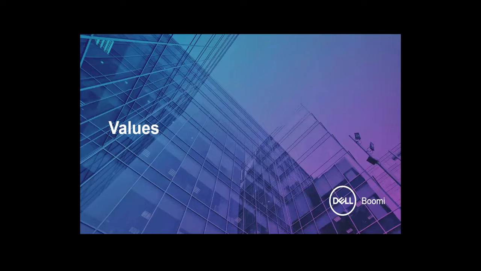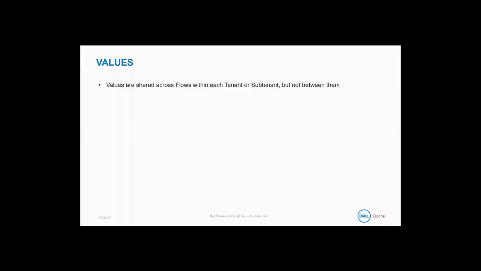Here we'll have our introduction to values. Values are shared across flows within each tenant or subtenant, but not between them. Now, this may be a hard concept to understand at first, but we'll discuss this idea more in the future also. If you import or export a flow, then values are packaged and come with the flow. Values are similar to variables in programming language in the sense that they have a name and data associated with them. Values created by the flow builder are saved within Boomi Flow and can be edited or deleted.